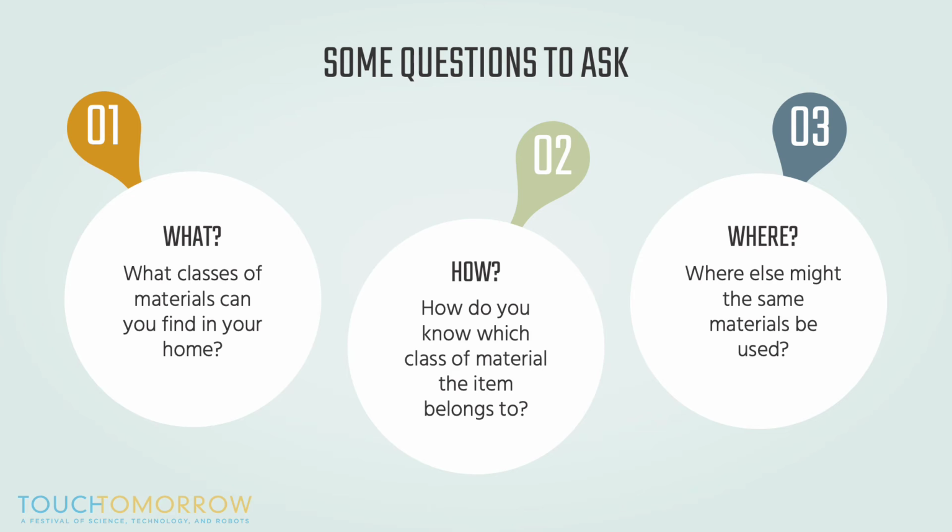Now that you've found some items in your home, it's time to ask some questions. First, what classes of materials were you able to find in your home? Maybe one class of material was easier to find than another. If so, which one? Second, how do you know which class of material the item belongs to? Perhaps it was shiny or transparent. Maybe you tried pulling it apart and it wouldn't budge. Or maybe you tried dropping it to see if it would break.